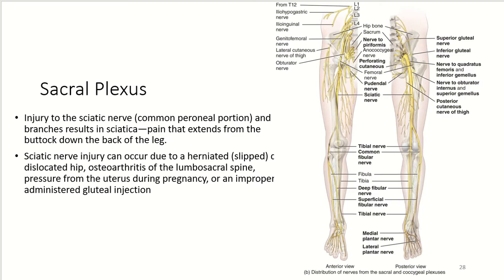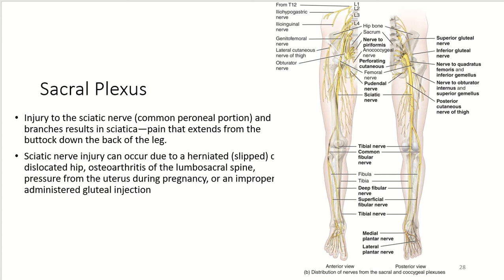Injury to the sciatic nerve, the perineal portion, as well as its branches, will result in something called sciatica, which is a pain that extends from the buttock down to the back of the leg. Sciatic nerve injuries can occur due to a herniated or slipped disc, as well as a dislocated hip.